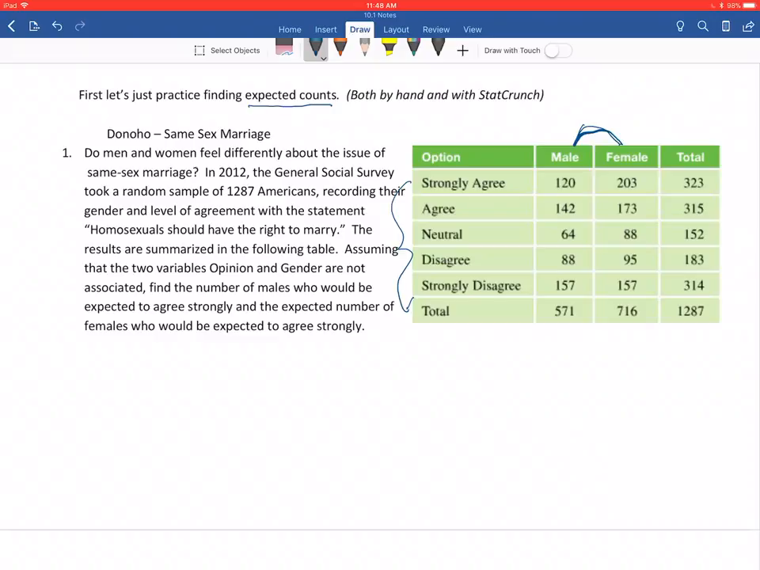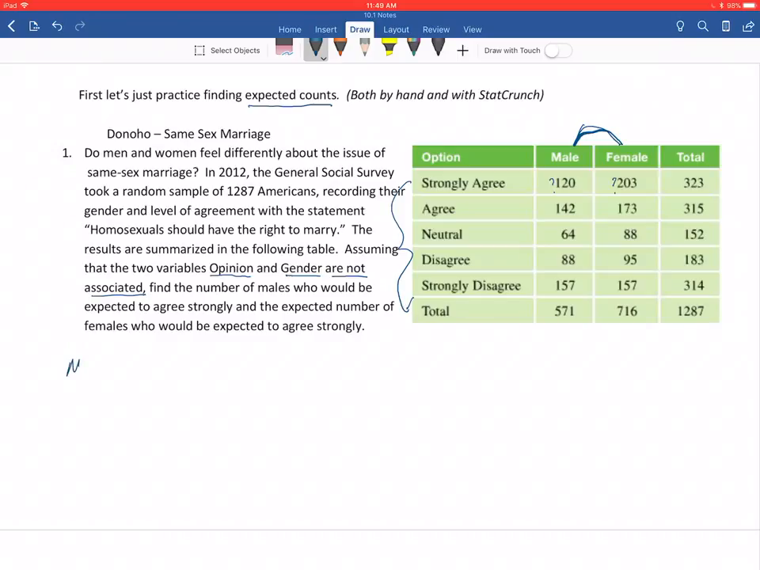Okay, so what's important here is we are going to assume that the variables opinion and gender are not associated, so that your gender has no bearing at all on your opinion toward this matter. And we're going to find how many males were expected in this column of strongly agreeing and how many females were expected. So we have our observed values, but we want to figure out how many were expected.